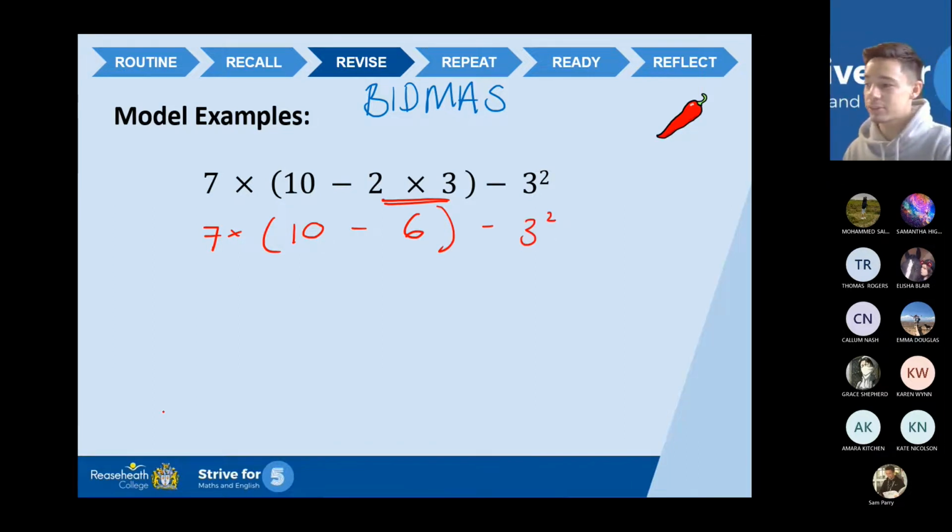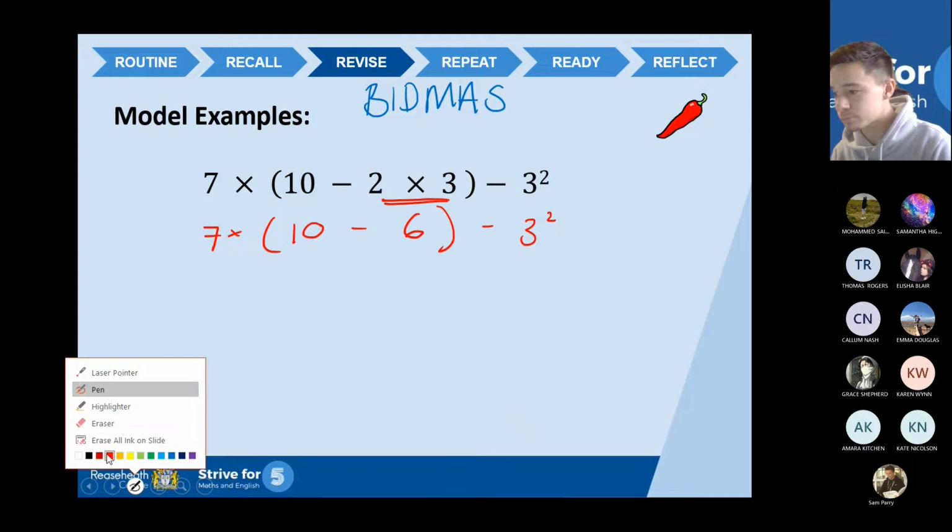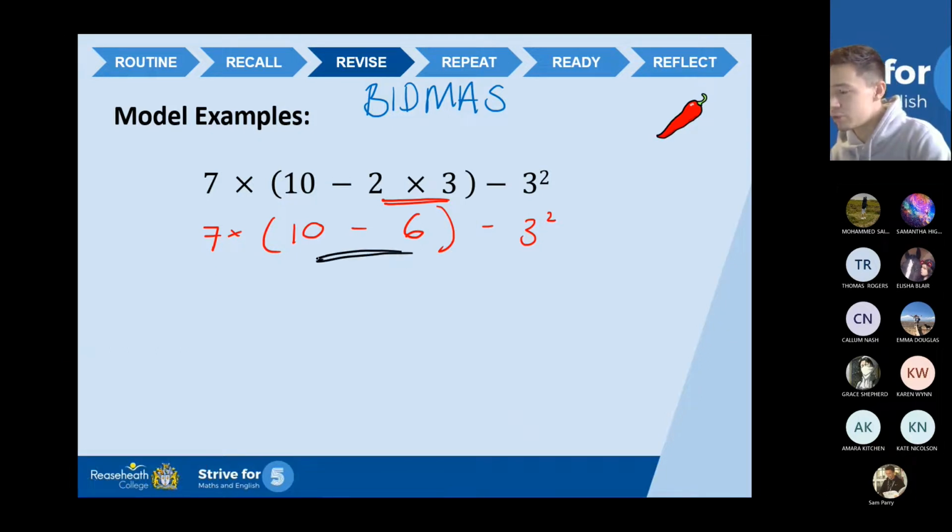Still got my brackets. So what am I going to do? I'm going to focus on doing this bit first. So 10 take away 6 is 4. I have completed the brackets. I've only got one number left in there, so I can get rid of them now. So I've got 7 times 4 minus 3 squared.